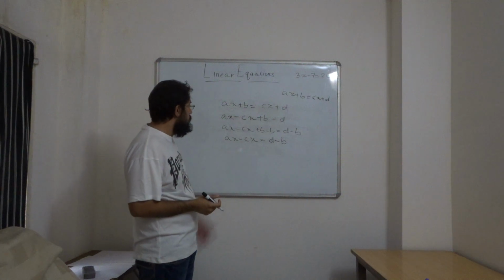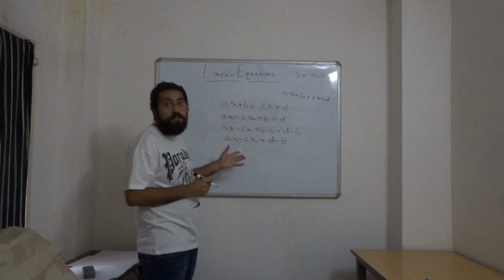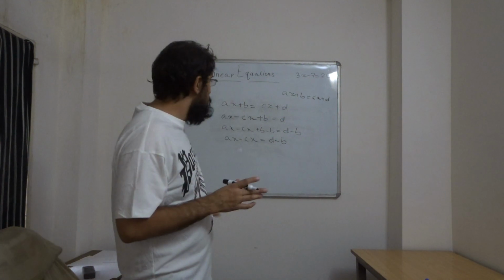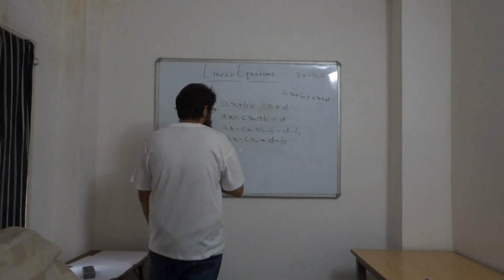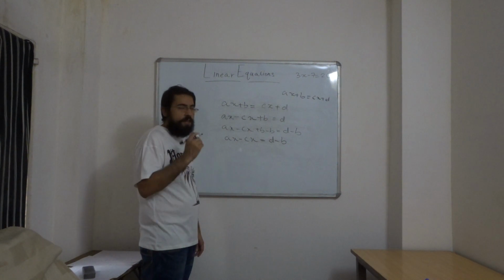Here's the tricky part. Now I have to get x on its own. So how do I get x on its own? This is the tricky part now. I always just had 1x, and it was very easy.